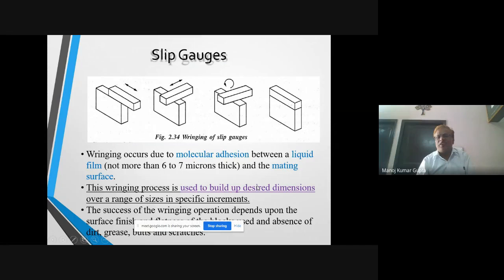We have to make a desired dimension. Suppose I have shown you the example of 101.5 millimeter. We want to make this dimension, then we can take a block of 70, then 30, then 1.5, and we can add up. First 70 is coming, then 30 is coming, then 1.5 is coming, then 101.5 is the complete dimension. We can take this complete dimension with the help of slip gauges. It can be put one below and one above. It can be put like this also and like this also.